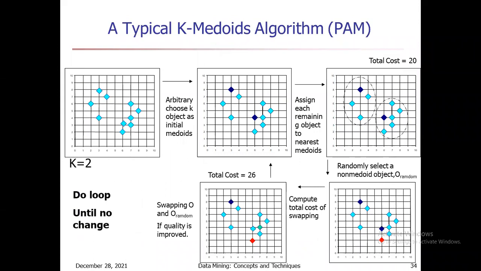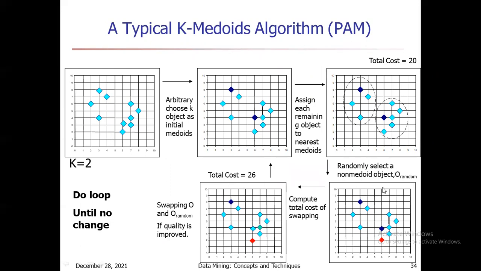So this is a typical k-medoids algorithm, that is PAM. How is it going to work here? K is equal to 2, so there are two clusters. We arbitrarily choose K objects as initial medoids. These are the initial medoids, and we assign each remaining object to the nearest medoid. Here we assign this one, and the total cost is equal to 26.